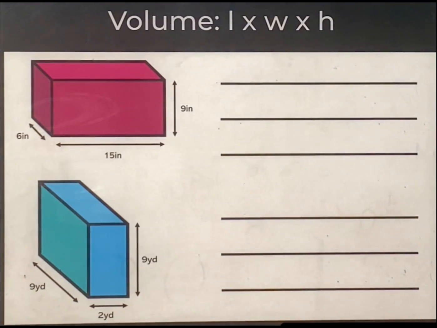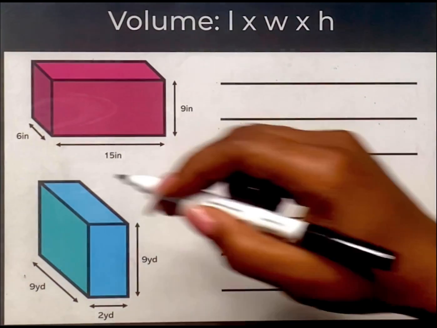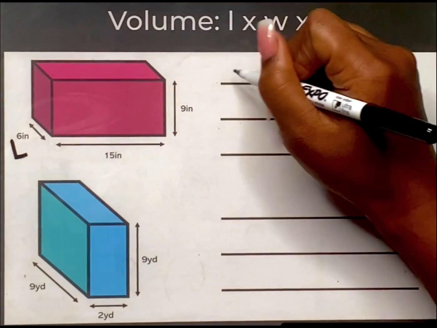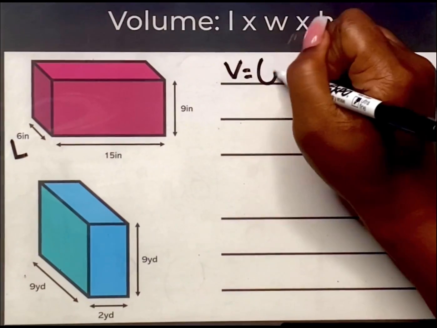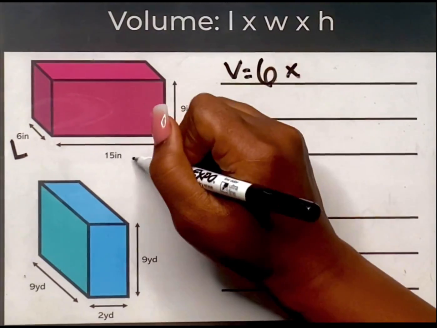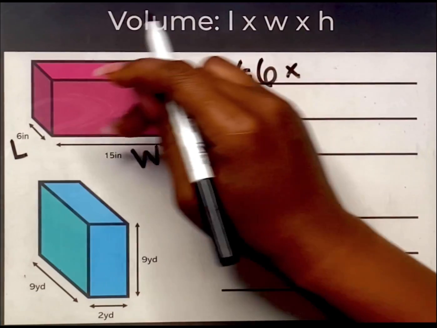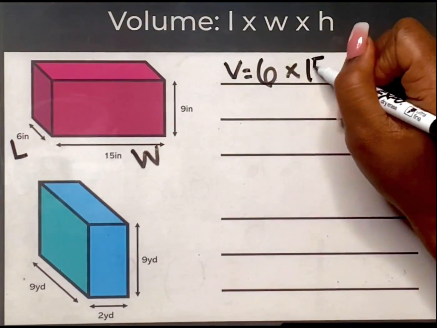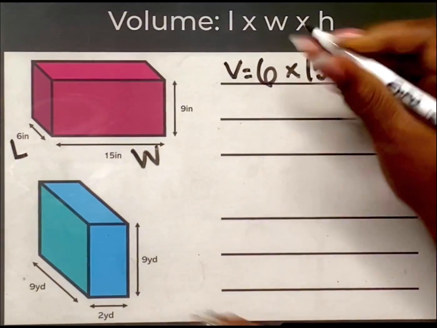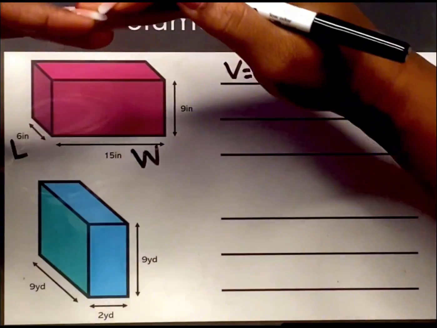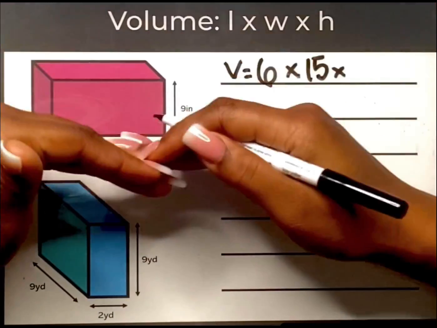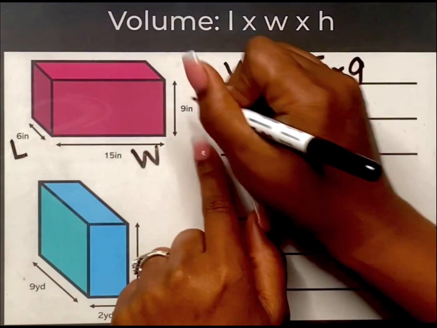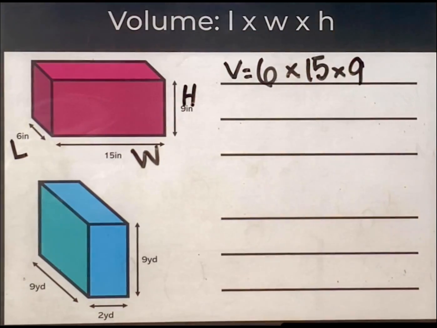Hopefully you said that the length was 6. Good job. How far it's stretching back. The width is how wide it is. Just 15. How wide. And then the height is the number of layers that we can go up, or how tall it is. The height is 9. Now let's solve.